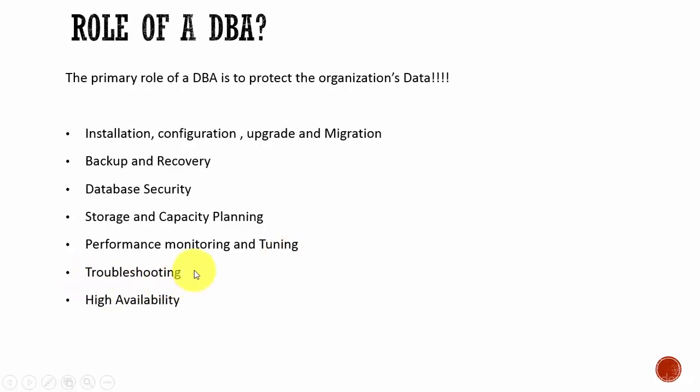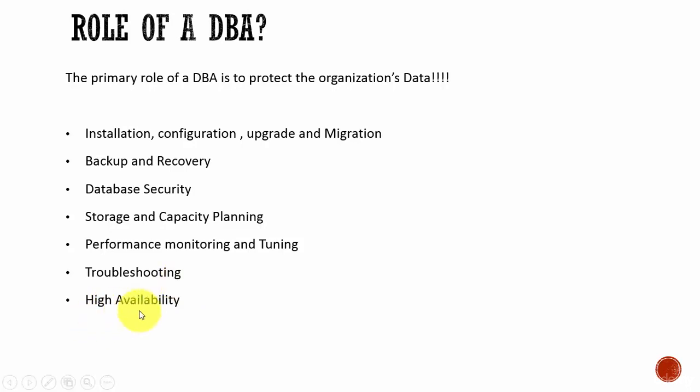Okay? Sixth one, troubleshooting. On a regular basis, the database administrator needs to look at the alert files and trace files and see what is going on in the database. If there are any major issues going on in the database, he needs to troubleshoot the database and if needed work with Oracle support to troubleshoot the issue.